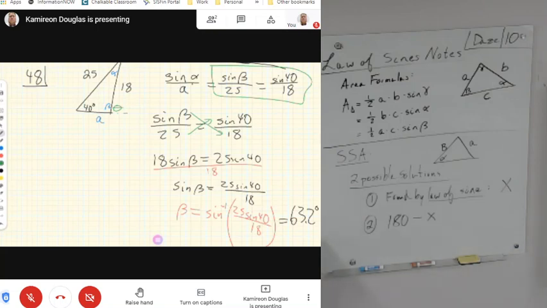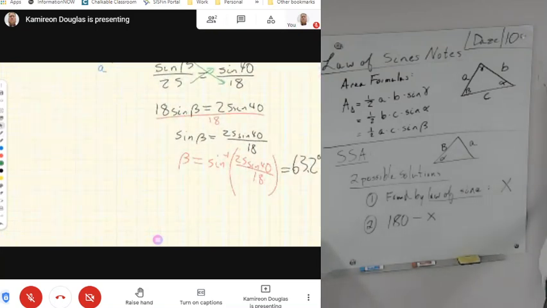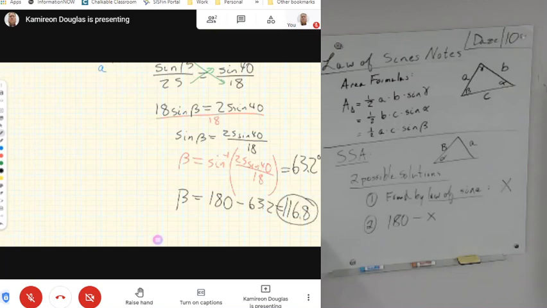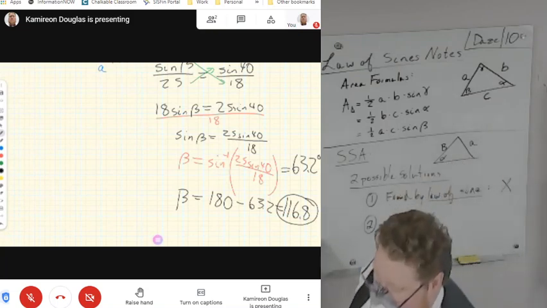Now, this means this 63.2 is not beta. My actual beta is 180 minus 63.2, which is 116.8. That is the correct solution.